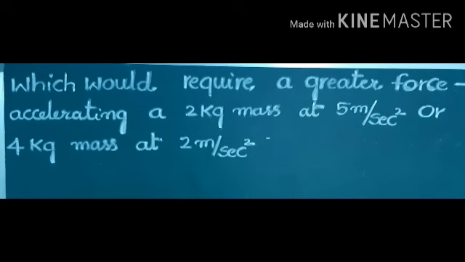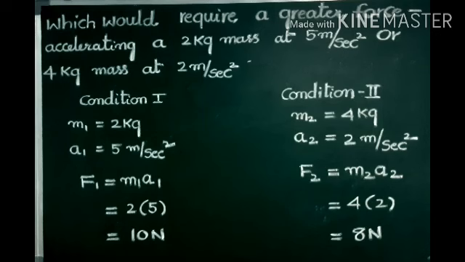And next, problem solving. Here the problem is: which would require a greater force, accelerating a 2 kg mass at 5 meter per second square or a 4 kg mass at 2 meter per second square? Here are two given conditions. First one, mass m1 is given as 2 kg and acceleration is 5 meter per second square. Condition 2, m2 equal to 4 kg and acceleration is 2 meter per second square.